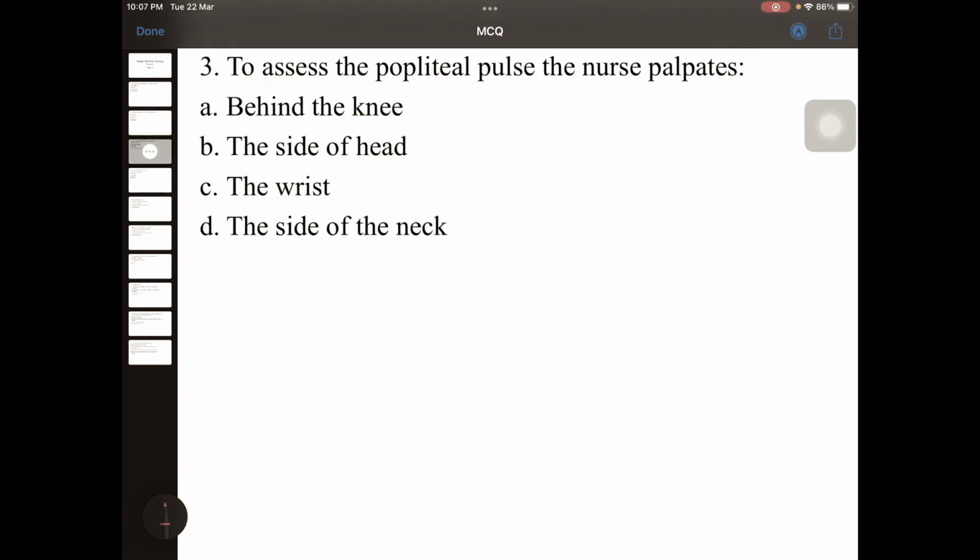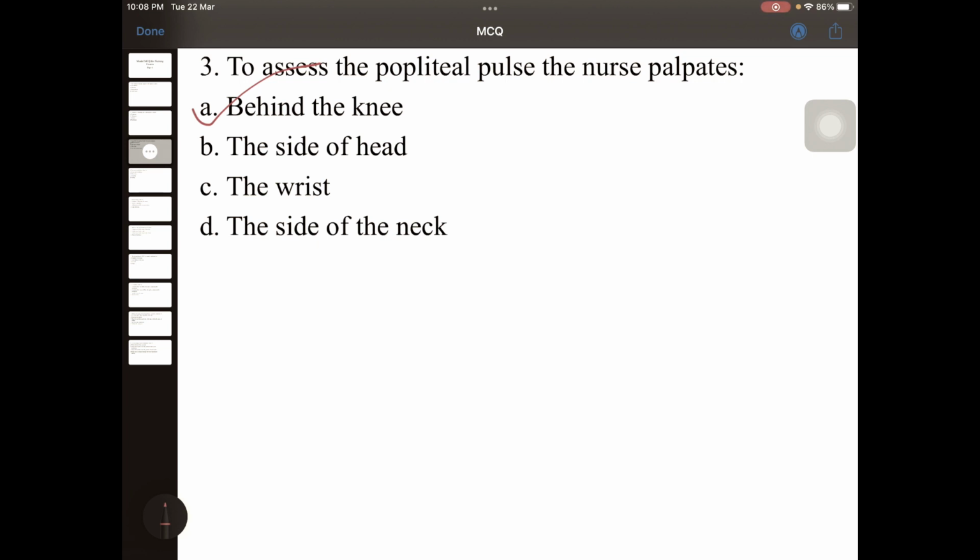Question number 3. To assess the popliteal pulse, the nurse palpates option A, behind the knee, option B, the side of the head, option C, the wrist, option D, side of the neck. The correct option here is option A, which is behind the knee. When we assess the pulse behind the knee, it's called popliteal pulse.